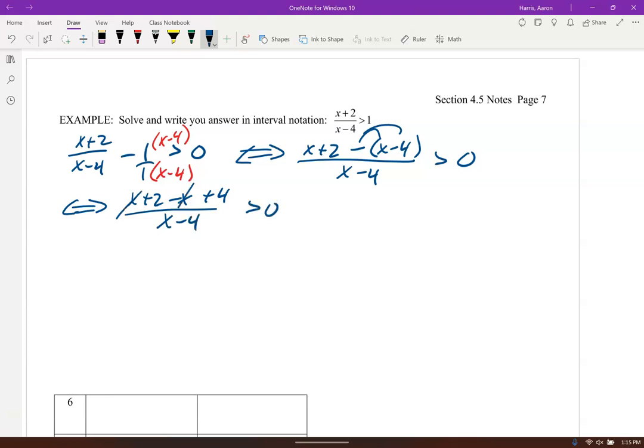And now notice these x's cancel. So I have 6 over x minus 4 greater than 0. That's our question right there. All right, that's what we're questioning.